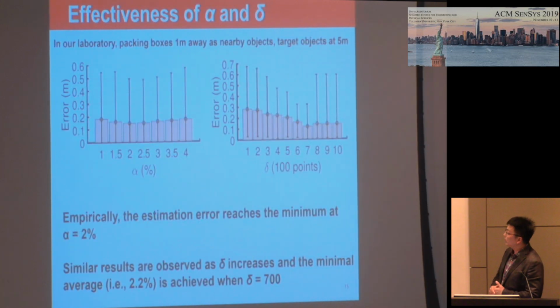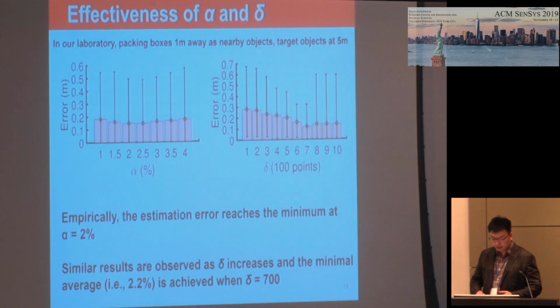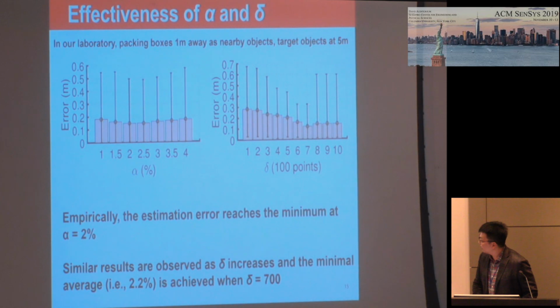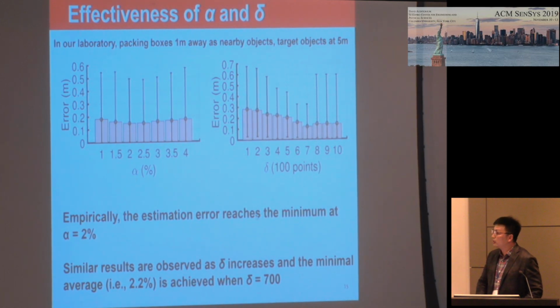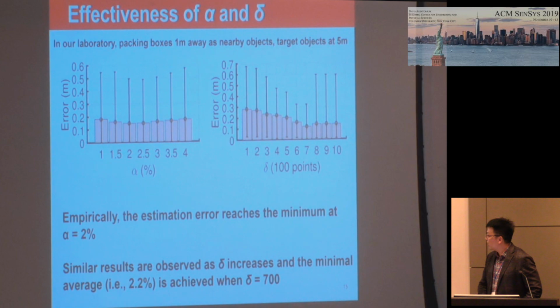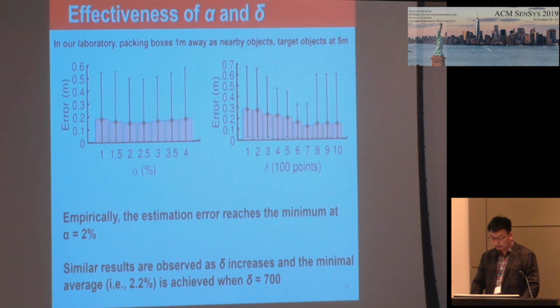We first examine the effectiveness of the 2 thresholds, alpha and delta. Empirically, we found the estimation error reaches the minimum when alpha is set to 2%, and when delta is set to 700 common nearby key points.